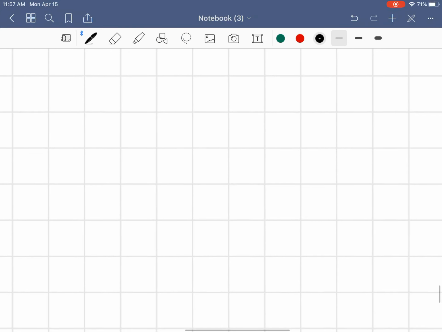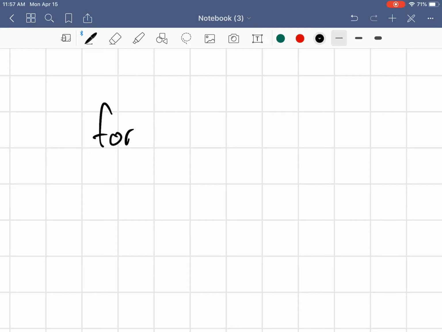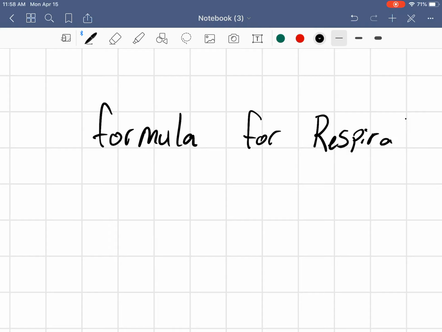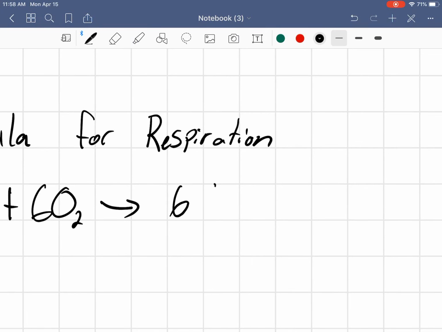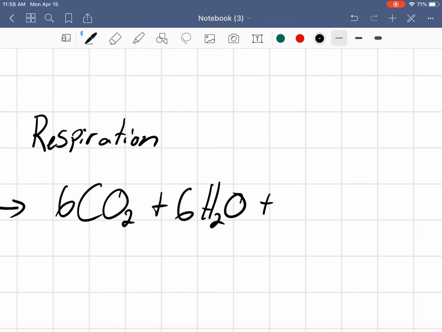Next, we need to understand our formula for respiration. Okay, and the formula goes like this: C6H12O6. We need to add to that 6 oxygen molecules. Those react to create 6 carbon dioxide and 6 water molecules, and we end up releasing energy.